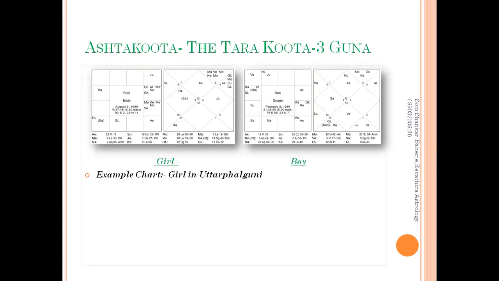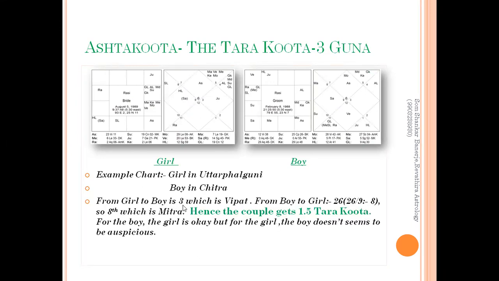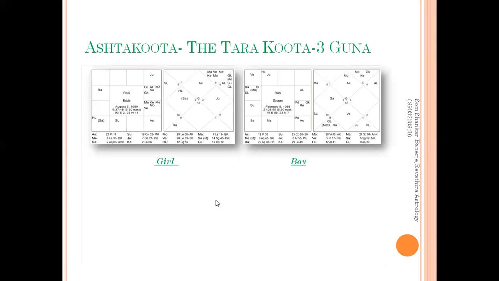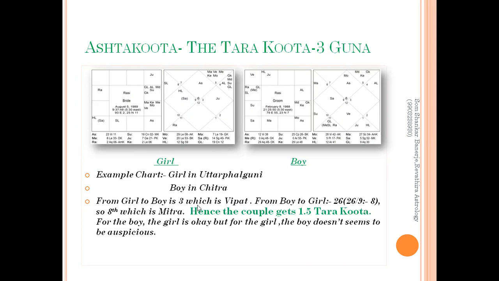The girl is in Uttar Falguni and the boy is in Chitra. So from the girl to the boy, it is 3. Uttar Falguni to Chitra, it is 3 nakshatras only. So it is Vipat. Why? Because you see, the third one is Janma, Sampad, Vipat. So it is Vipat, so it is problematic. So girl is Uttar Falguni, boy is Chitra. From girl to boy it is 3, which is Vipat. From boy to girl, it is 26.